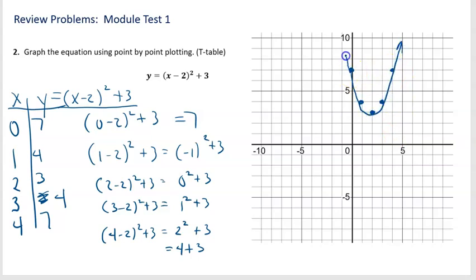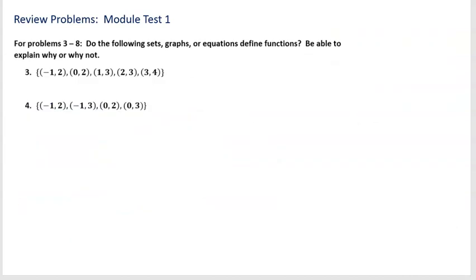It goes up and to the right forever, and left and up forever also. All right, now we have a different type of problem. Problems 3 through 8, I asked, do the following sets or graphs or equations define functions? And that's really 3 different types of problems answering the same question. And these are sets. These are sets of ordered pairs. And remember, to define a function, for each input, or for each x, there's only one y. And that's what we have to look at.